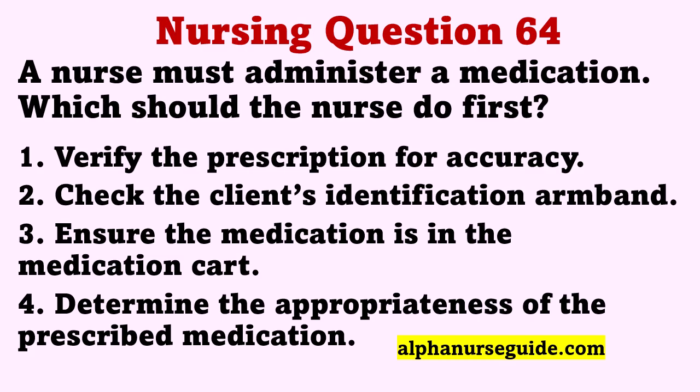The prescription must include the name of the client, the name of the drug, the size of the dose, the route of administration, the number of times per day to be administered, and any related parameters. Although checking the client's identification armband is essential for the safe administration of a medication, it is not the first step when preparing to administer a medication to a client. Although ensuring that the medication is available may be done as a time management practice, it is not the first step when preparing to administer a medication to a client.